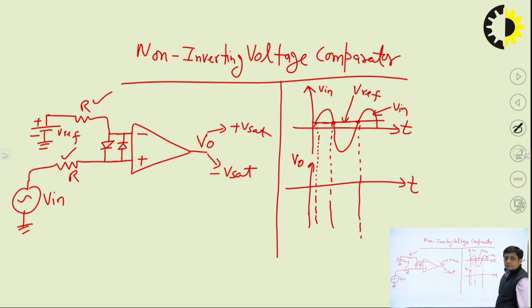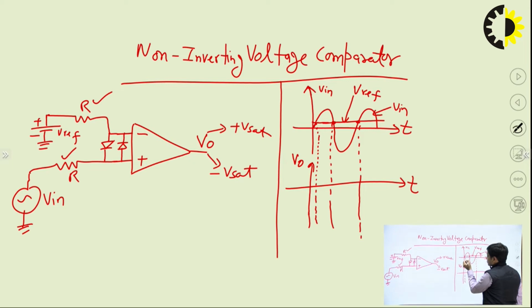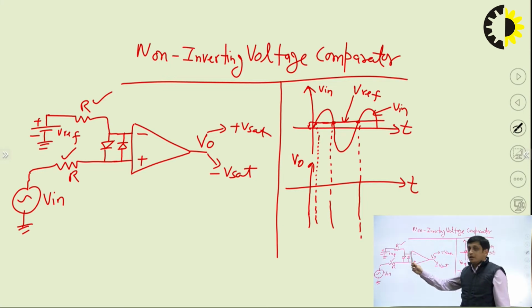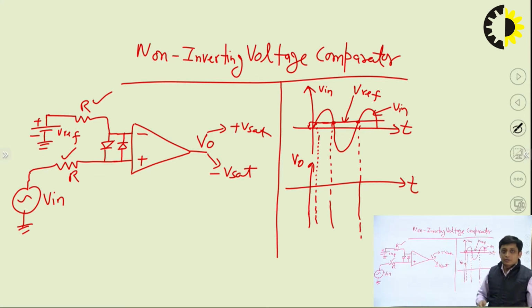Now see, up to this portion, I am just marking it. Which voltage is greater? You can see that V reference is at the upper side. So V reference is greater than V in, and if V reference is greater than V in, it means that the inverting terminal voltage will be greater. So the output will be at minus V sat.